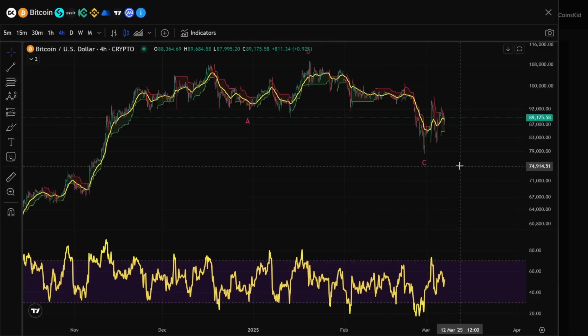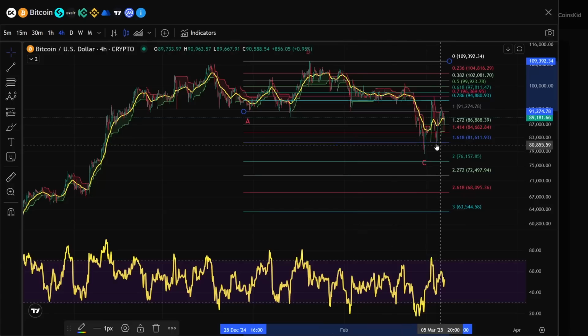And I think we may have completed that in multiple charts. One of the key things I look for in an ABC as a minimal target is the 1.618, which has been tagged just there by Bitcoin. Okay, so the ABC correction that began in December, and I've shown you in many other charts why I do think the correction began there in December.